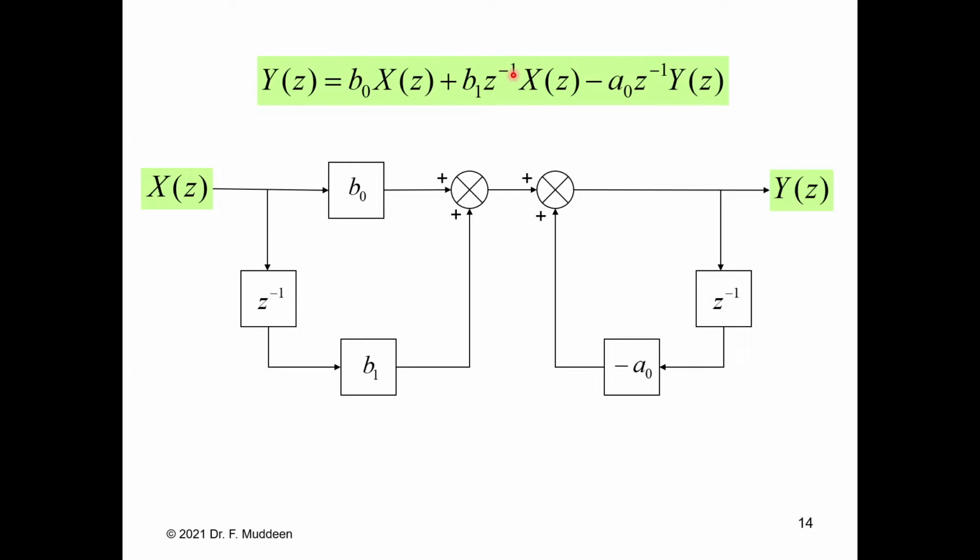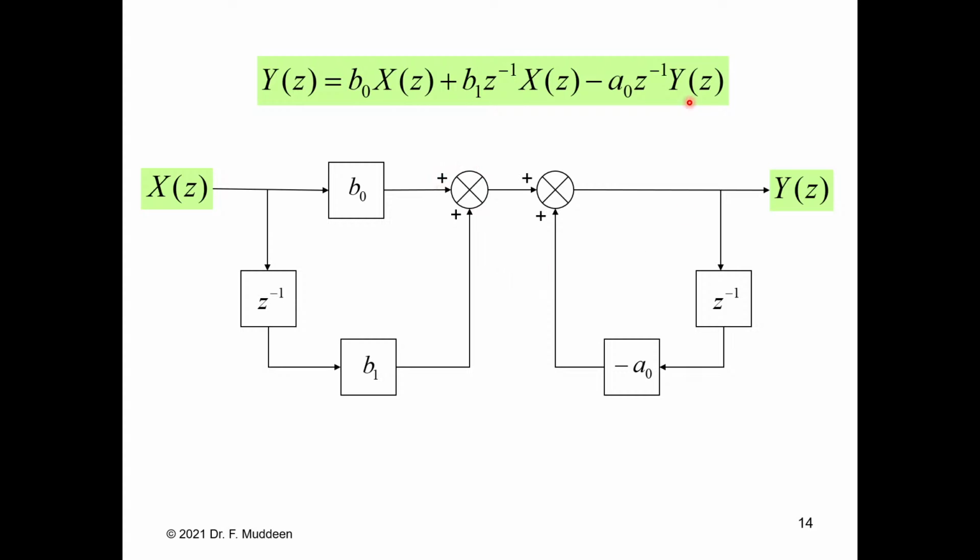We have b1 z to the minus 1, so we see we have a z to the minus 1 here, representing our first delay level, and our b1 factor here. And these here were compounded with x of z, formulating this part here. You see that the b0 x of z and the b1 z to the minus 1 x of z add together, so this will be adding at this summation point.